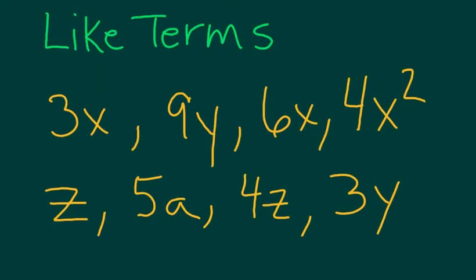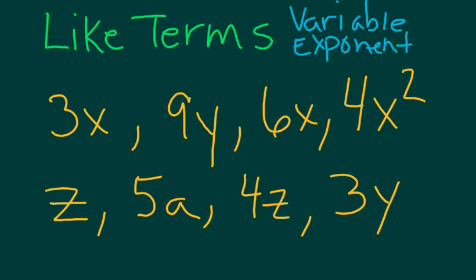Now, there's also something called like terms. What makes terms like or alike is they have the same variable and if they have the same exponent. So when you're thinking like terms, you're not looking at the coefficient. You're looking at the variable and the exponent.